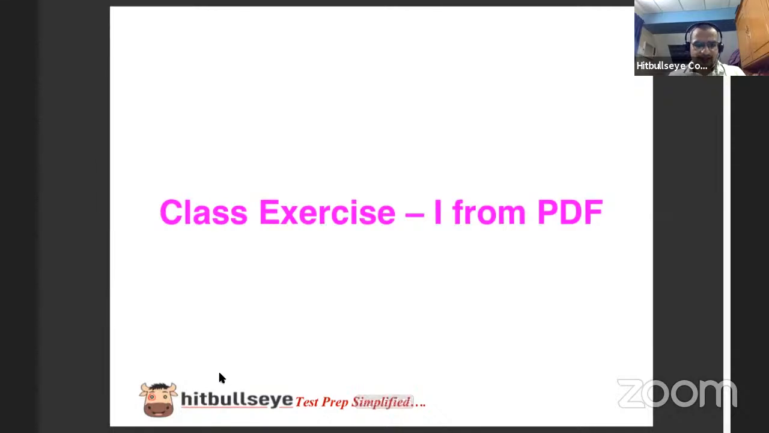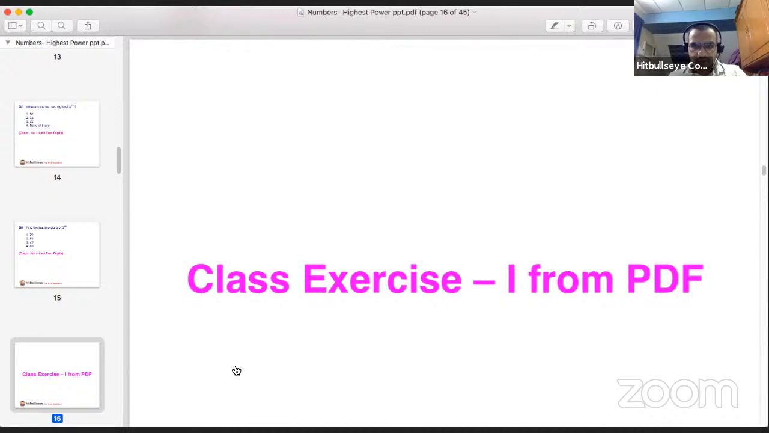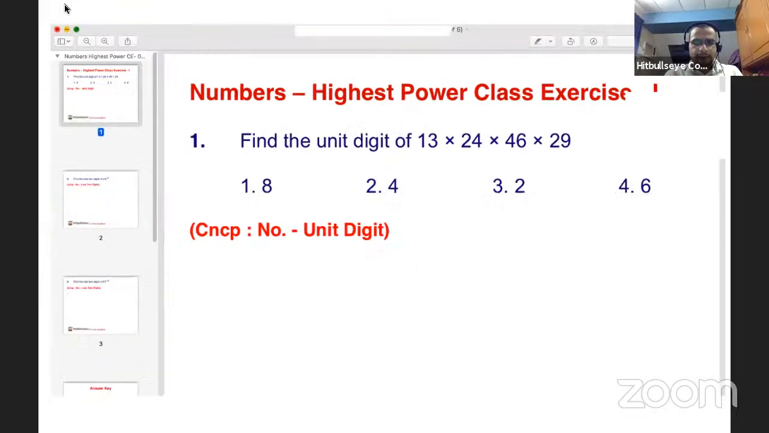Now comes the class exercise. Now let's see, here are 3 questions. How many of you can get this right? Time starts now.